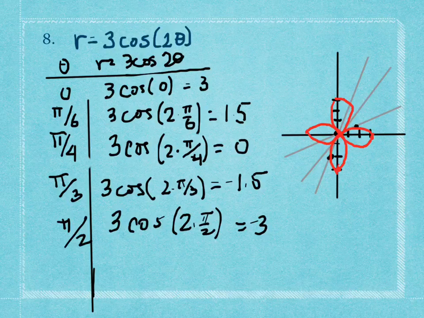And so we get a flower called a rose. This is a rose with n petals, or with 4 petals, because I had 2 times n, so I have 4 petals.